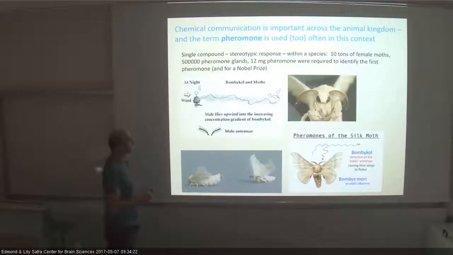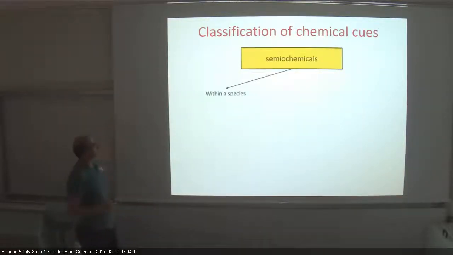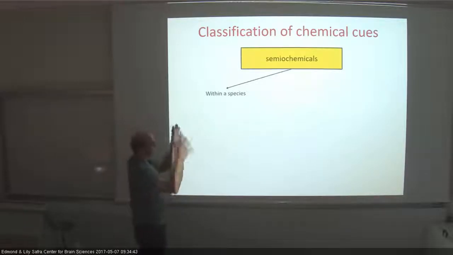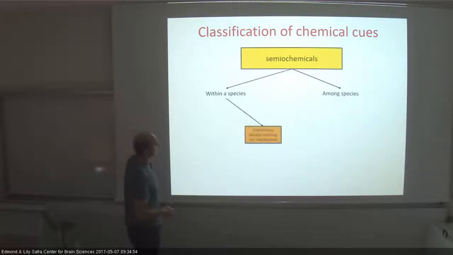But it's important to remember that pheromones are not the only type of semiochemical. Pheromones are not the only type of communication that can play a role between different animals in nature. So let's look at the general classification. We have semiochemicals, that's the broadest class. And we have those that act within a species, one of them, of course, being a pheromone, which we just saw. And we have those that act among species.